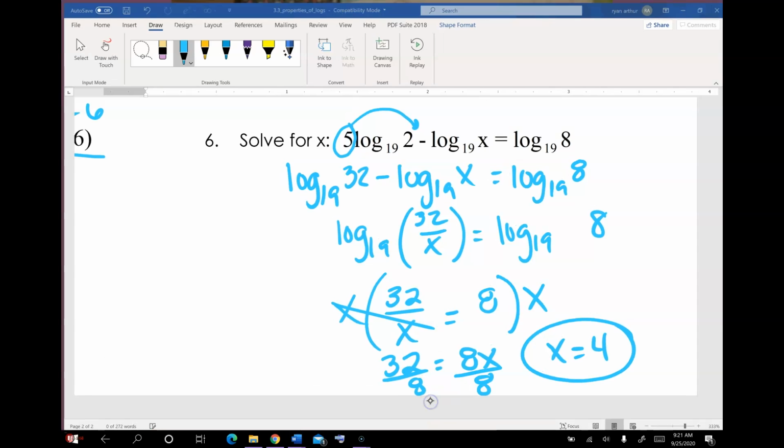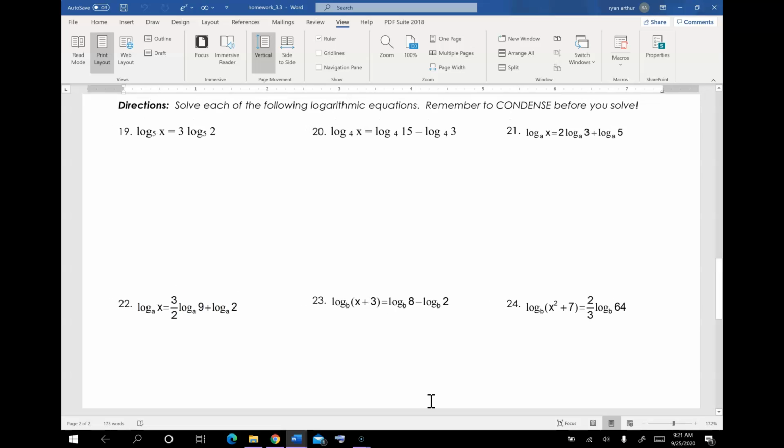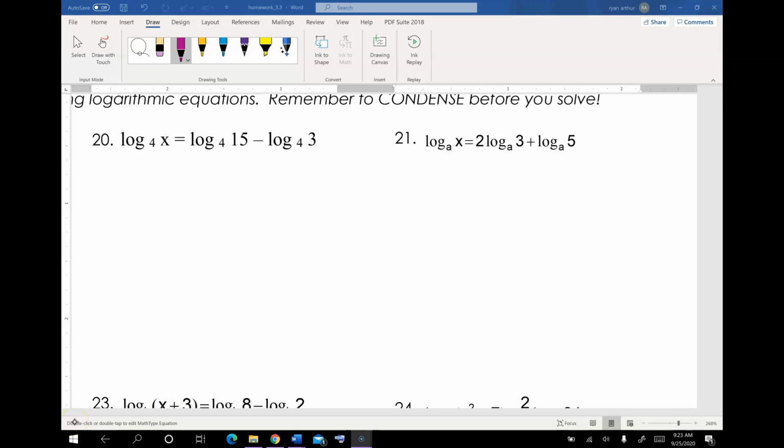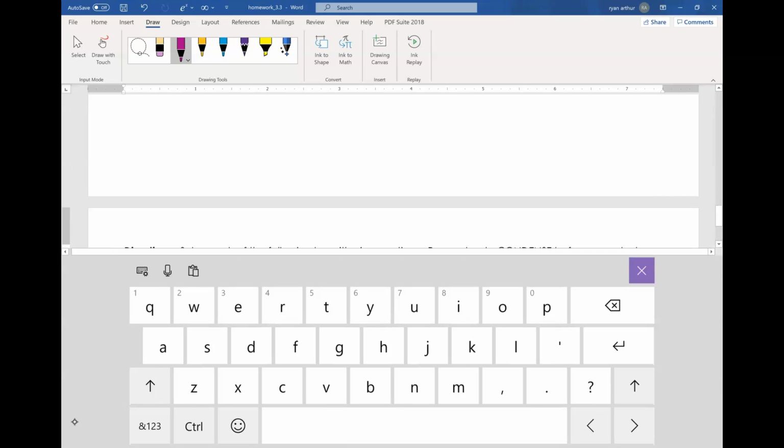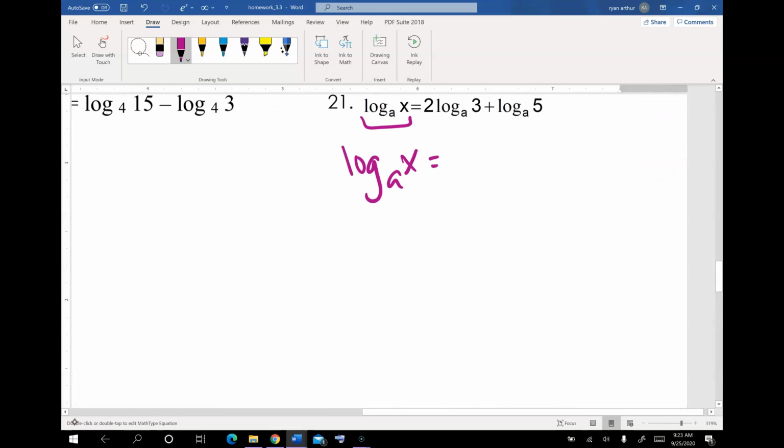Let's see, right here. All right. So let's do number 21. All right, so it's a single log over here, so that's fine. Let's drop it down, okay? Next one. This is not a single log. I need to get it to a single log, okay? And in order to get it to a single log, we have to do our condensing, okay?